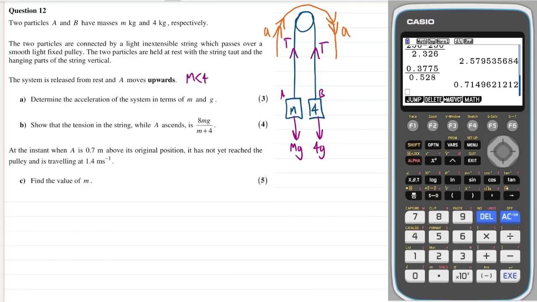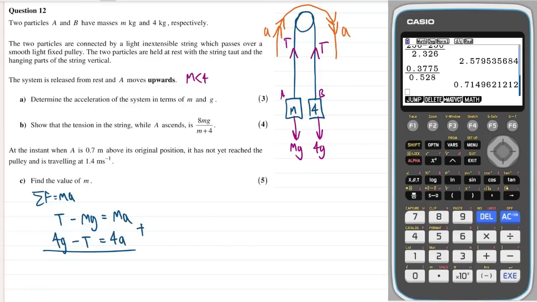And then it says determine the acceleration of the system in terms of m and g. Well, you do an equation of motion and F equals ma for both. So for part A, for mass A, T is going up, so we'll follow the direction of motion, so T is positive, and mg is going against the motion, so that is negative. And that is equal to the mass m times acceleration. And for part B, we've got 4g going in the direction of motion, so we'll pull that positive, and tension is going against the acceleration, so that's negative, and that is equal to the mass 4 times the acceleration.